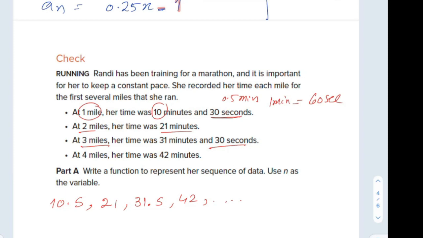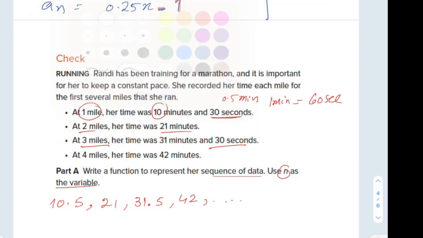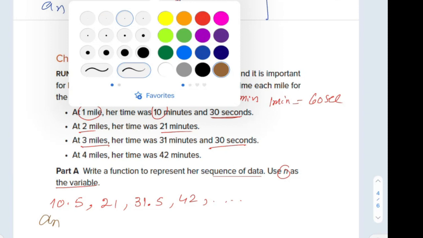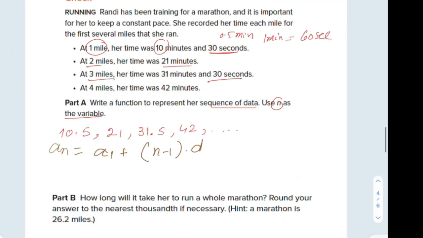Write a function to represent her sequence of data. Use n as the variable. So we will do what we have done before. a_n is equal to a_1 plus n minus 1 times d. So a_n is 10.5 plus n minus 1 times the d.